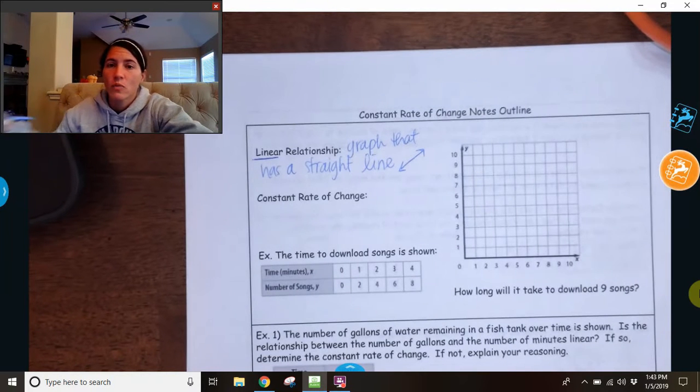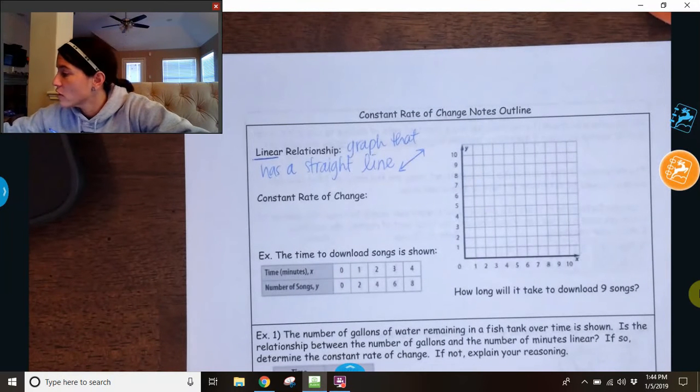And if the graph, I got to turn that focus off. Sorry about that. I saw it focus.